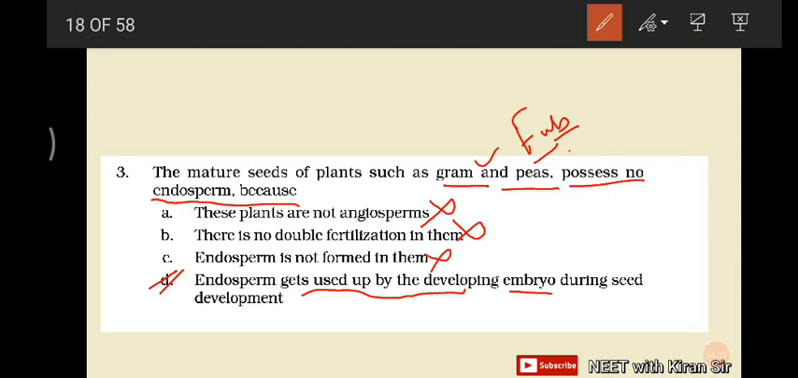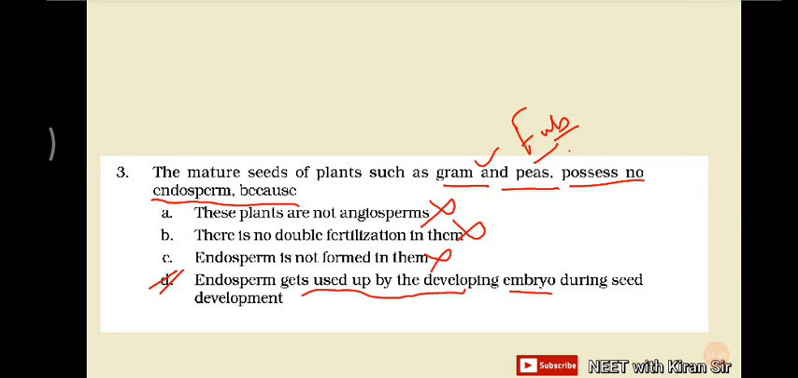Then the answer will be why these beans, members of the family Fabaceae, don't possess any endosperm in the matured seed. It is because the endosperm which is produced will be consumed by the developing embryo. Hence it is option D.